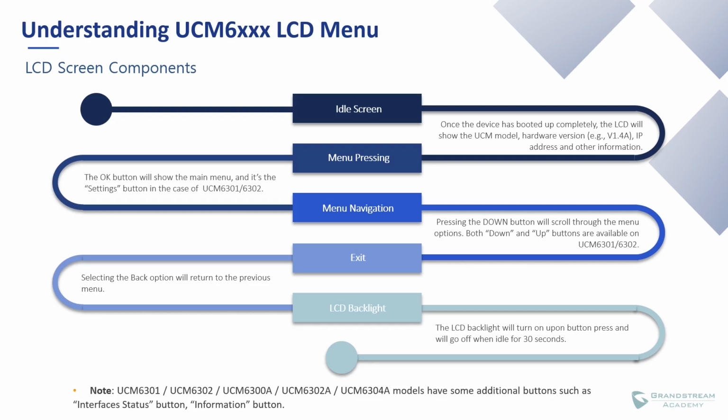For menu navigation, pressing the down button will scroll through the menu options. Press the OK button to select an option. To exit a menu, pressing the back button will return you to the previous menu. For the device info, network info, and web info screens that have no back option, pressing the OK button will return to the previous menu. The LCD backlight will turn on upon button press and will go off when idle for 30 seconds.